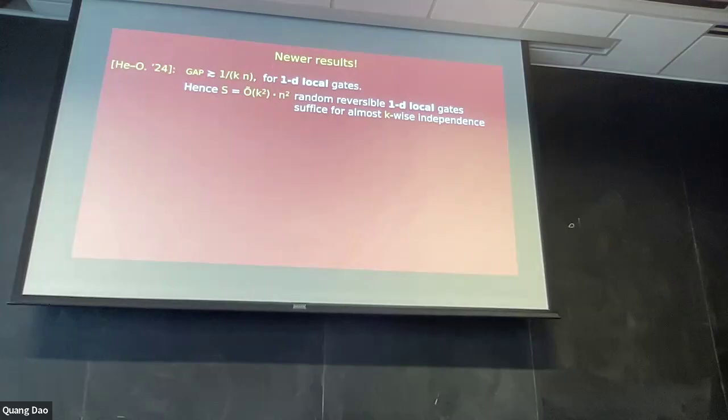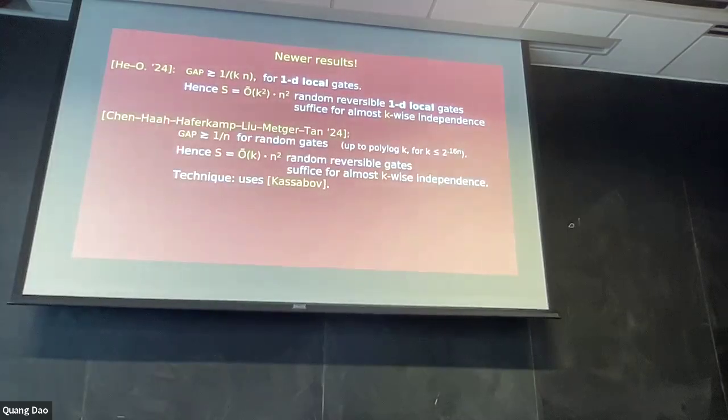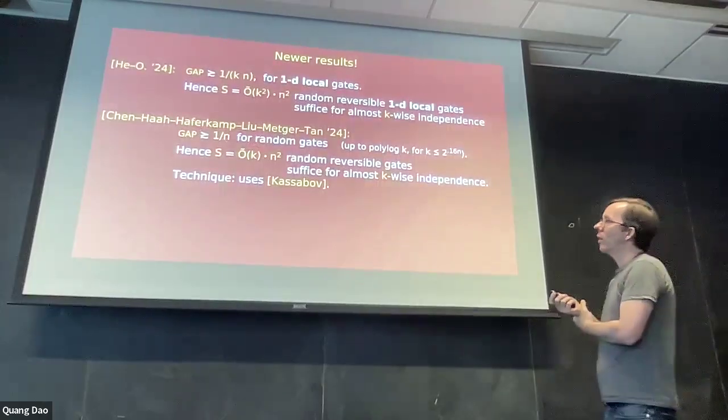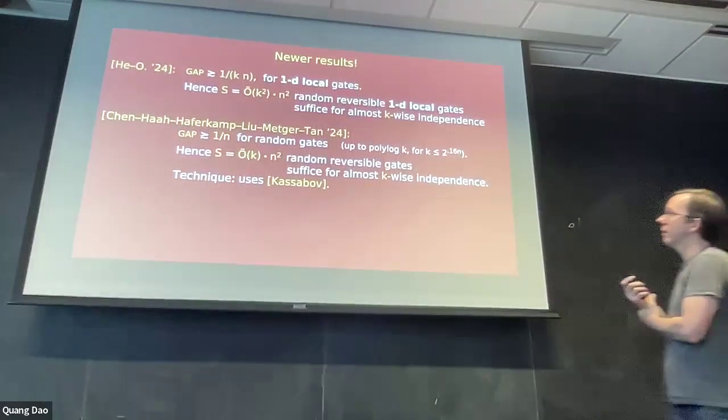Somehow all this stuff became a very popular topic recently. And this is what William and I proved. I mean, we proved it in 2023. And then, for example, this gang gave a pretty cool result where they showed that the gap for a random gate, not a 1D local gate, but a random gate, is 1/n without this k factor.